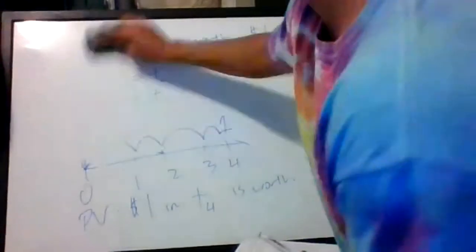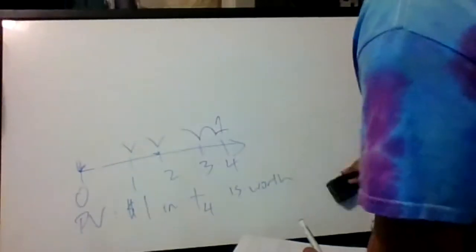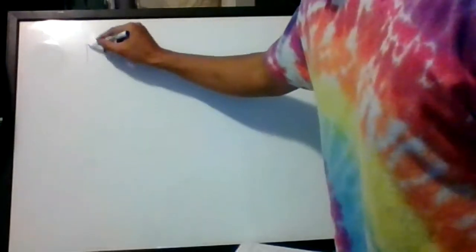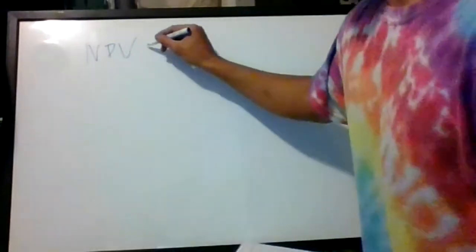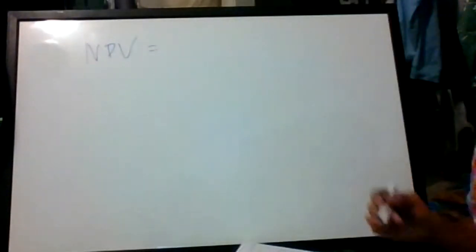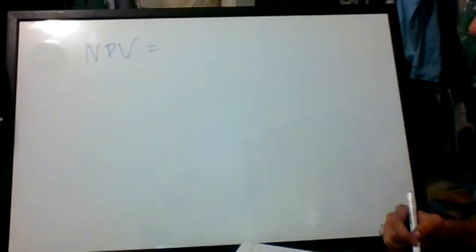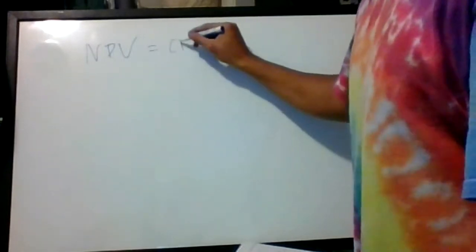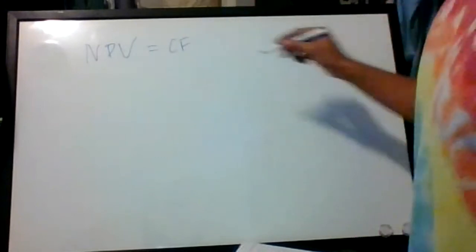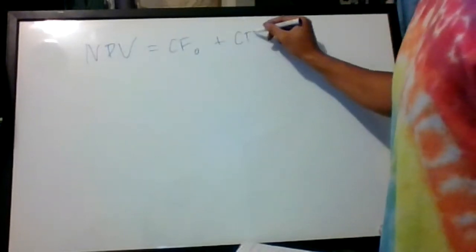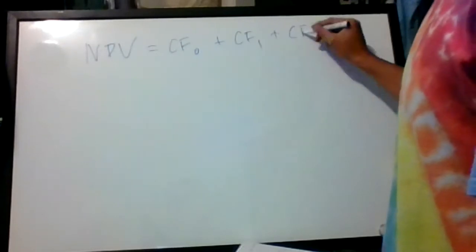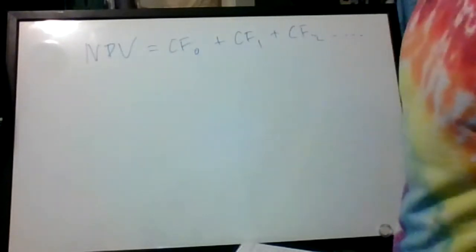And so if we're assuming something, this is going to be the concept of net present value. Net present value can be written in this form where we have cash flow 0 plus cash flow 1 plus cash flow 2, etc.